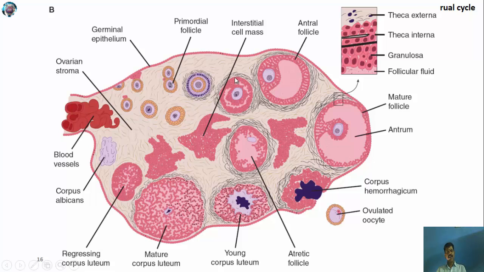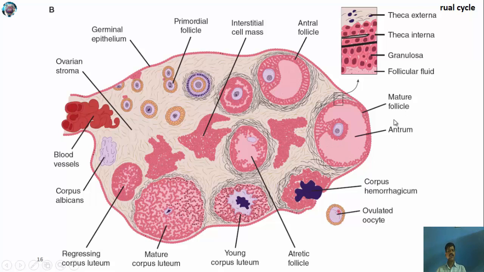When this primordial follicle develops, it is converted into an antral follicle. You can see the change of the primordial follicle into an antral follicle. And this antral follicle is again converted into a mature follicle. When it is converted into a mature follicle, you can see the development of different types of cells: theca externa, theca interna, granulosa and follicular fluid. These are the cells which produce the hormone estrogen, and these hormones play a role in the development of the ovum. So in a mature follicle, the ovum is developed.